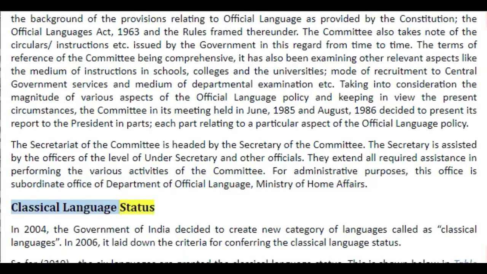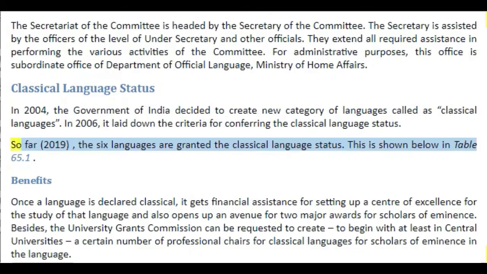Classical language status. In 2004, the Government of India decided to create a new category of languages called classical languages. In 2006, it laid down the criteria for conferring the classical language status. So far, as of 2019, 6 languages have been granted the classical language status. This is shown below in Table 65.1.